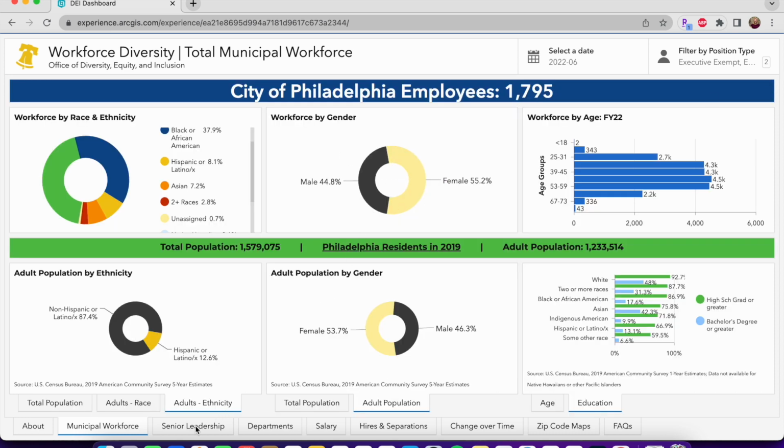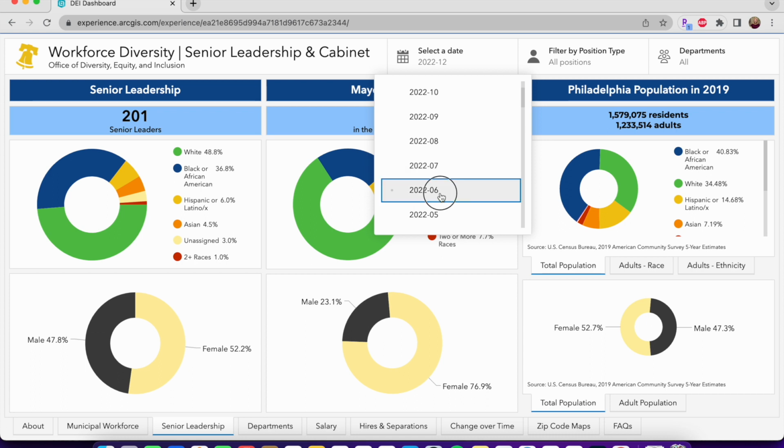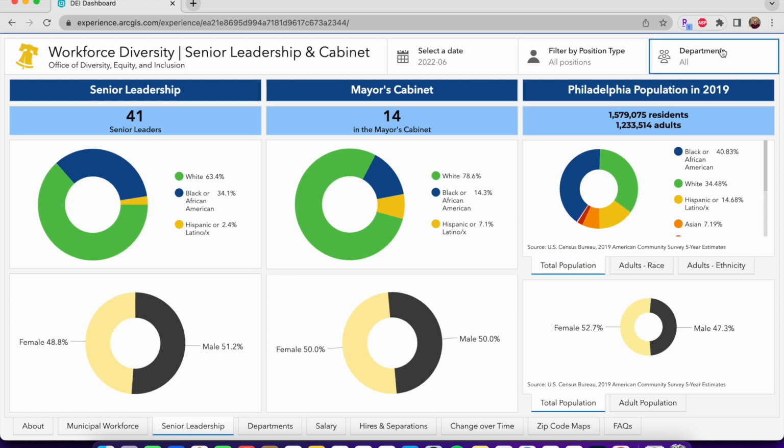Moving on to the next tab, we have senior leadership. This data is broken into senior leaders, the mayor's cabinet, and then again, Philadelphia population in 2019. The top part, we have just the total number for each grouping. We have race and ethnicity below that, and then gender here. The filters at the top allow us to select by date. We can select position types, and then we can also select certain departments as well.